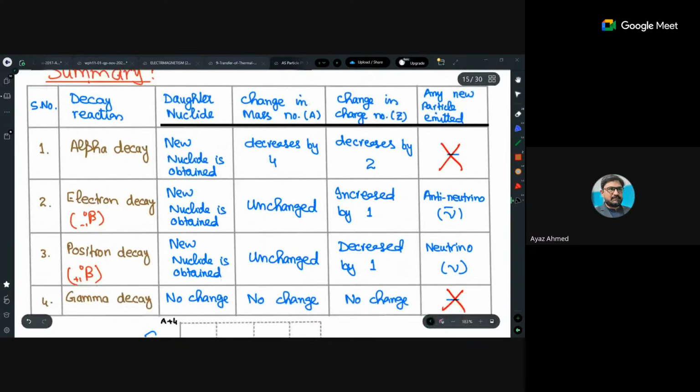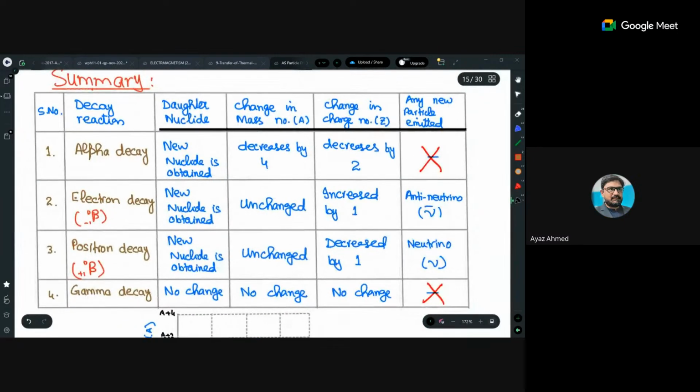This is the summary. Just have a quick bird's eye view, and tell me, is there anything new for you or anything not known to you? No. Is it all clear?